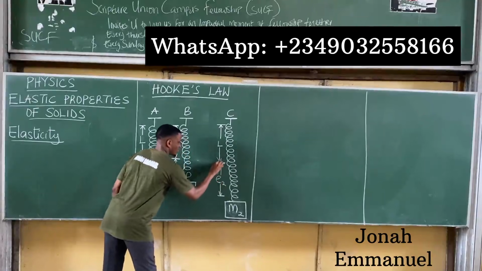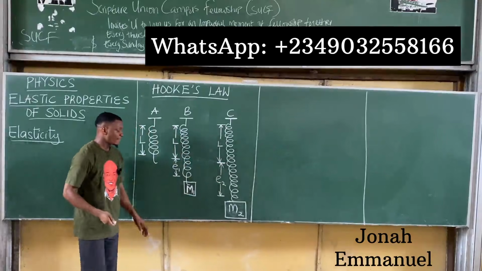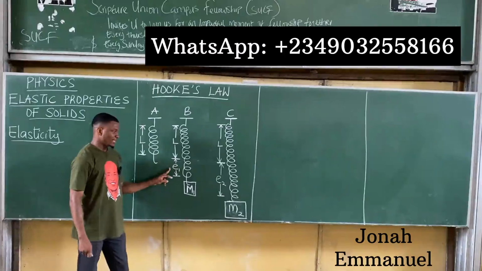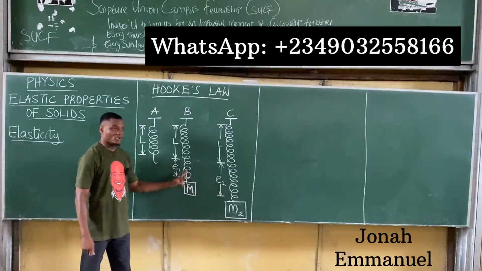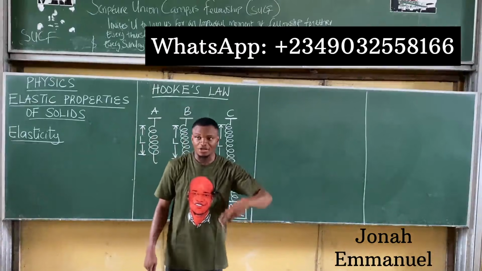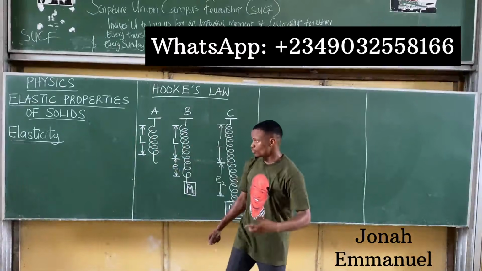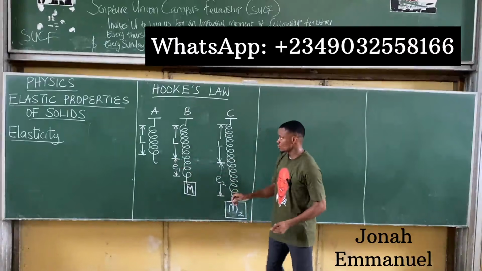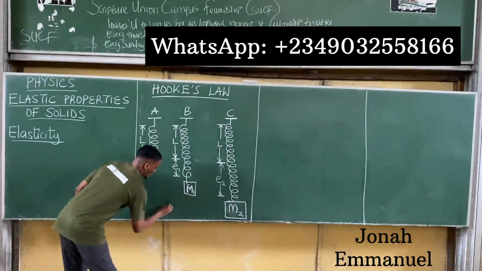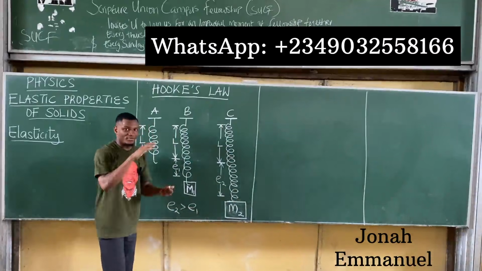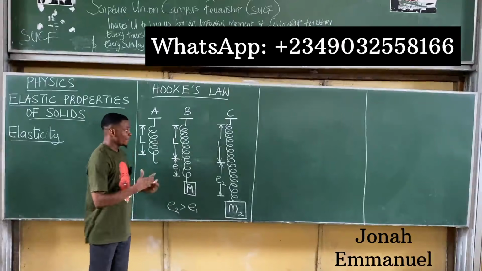So the idea here is that the more I apply a bigger mass, the more the extension. See that E2 is bigger than what? E1. So the greater the mass, or the greater the weight you apply to the spring, the more the extension. That's why we can say E2 is greater than E1. All right. So the more the mass, the bigger the extension.